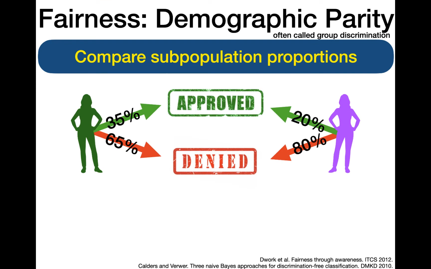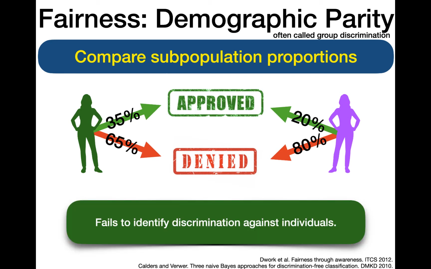Let's consider another definition of fairness, demographic parity. This definition compares population proportions. In our loan example, if 35% of green people get approved for a loan, but only 20% of purple people do, the bias, according to the definition of demographic parity, is 35 minus 20, or 15%. However, this definition too has problems. In particular, it fails to identify discrimination against individuals.